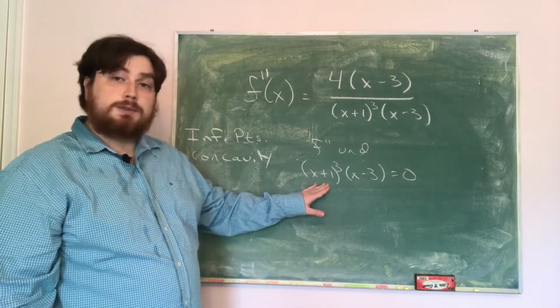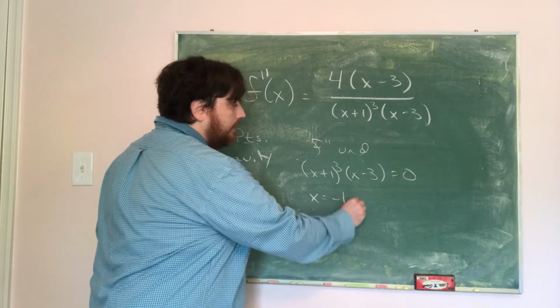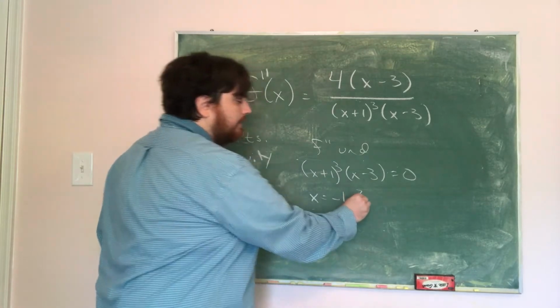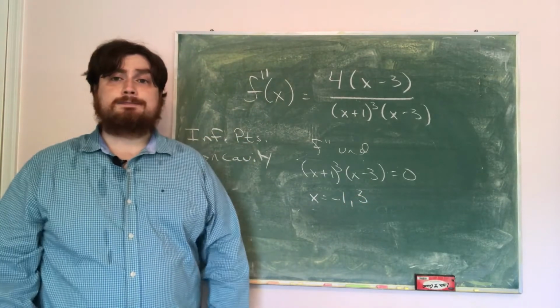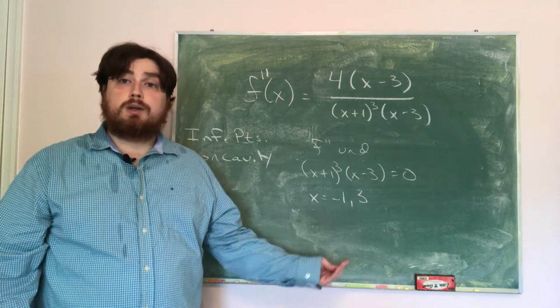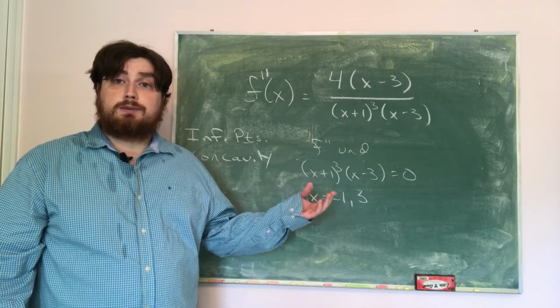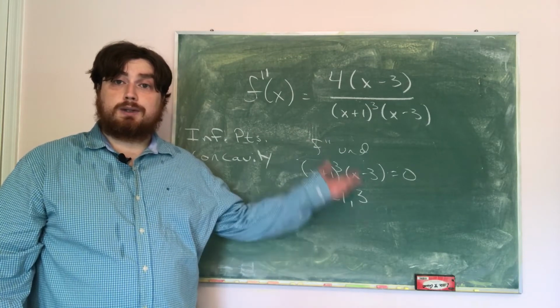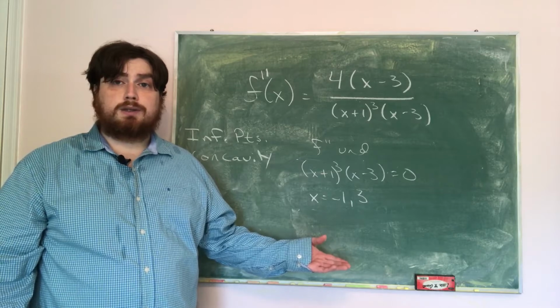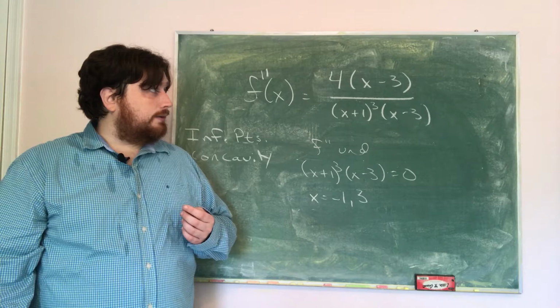So now again, that happens if x plus 1 cubed is 0, so that is x is negative 1. Or if x minus 3 is 0, so that is x is 3. So my second derivative is undefined at negative 1 and 3, which shouldn't be surprising because my original function was undefined there, my derivative is undefined, therefore the derivative of the derivative, or the second derivative, is undefined. So we do get that my second derivative is undefined at those points.